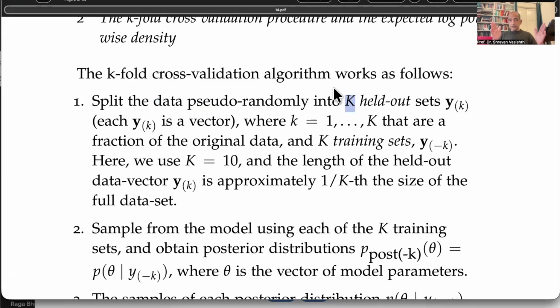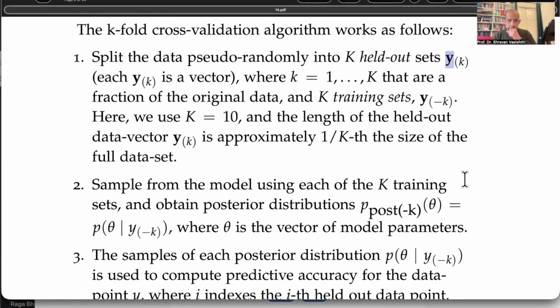The first time round, we'll take the full data set, and then we're going to split it pseudo-randomly such that 10% of the data is the held out data. It would be a vector, and it's the kth fold. So the first time that we do this, k will be equal to 1, and we have a vector of held out data. Then we will train the model on the non-held out data, so on the training data.